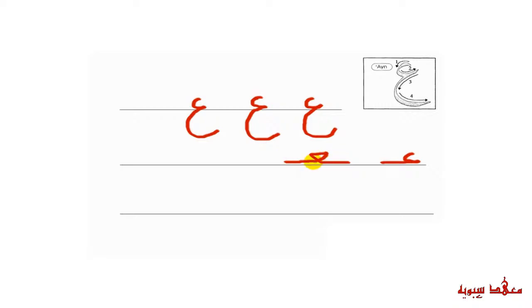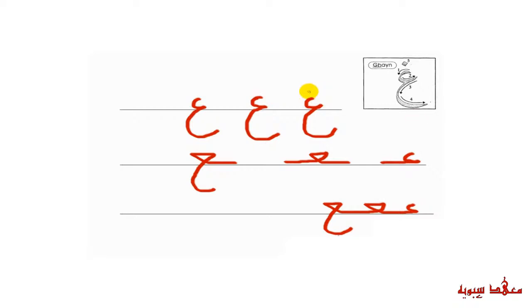Now in the final form, it's similar to this. What we do is, we have the previous letter, and then to finish it off, we go up, across, and then it's going to be similar to the last part. So it's going to be down like this. So let's draw the three Ayns one after the other. Next letter is the Ghayn. It's exactly the same as the Ayn, except for the dot. So once again, we'll dot them all.